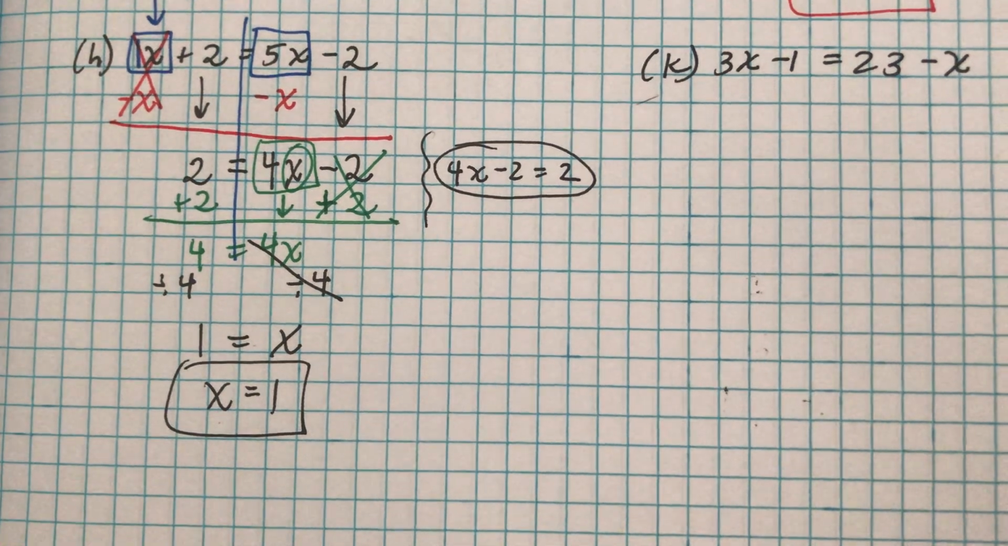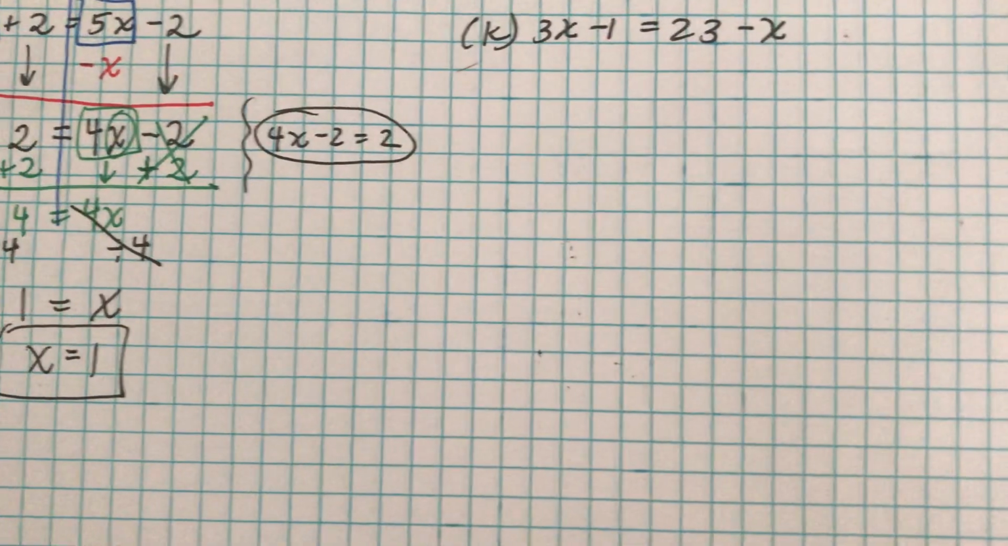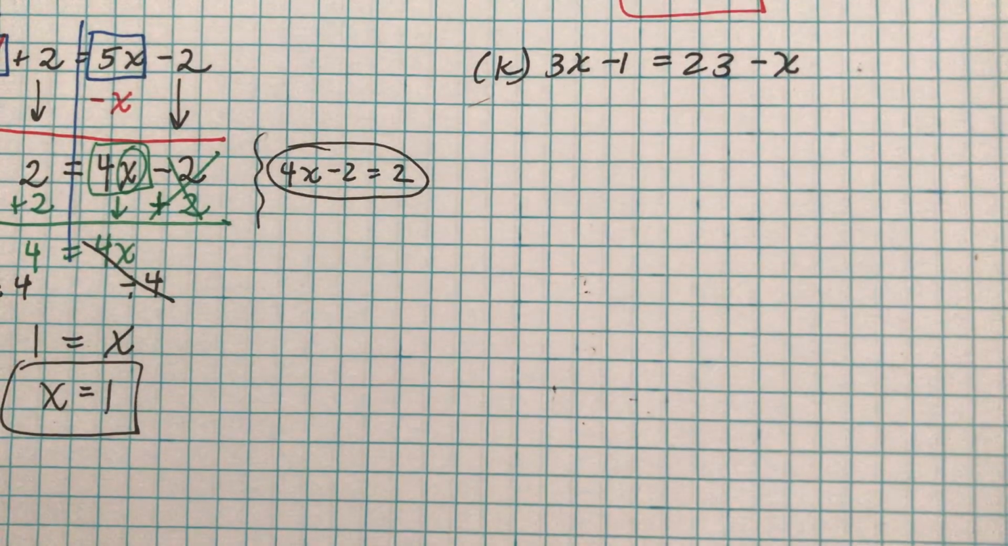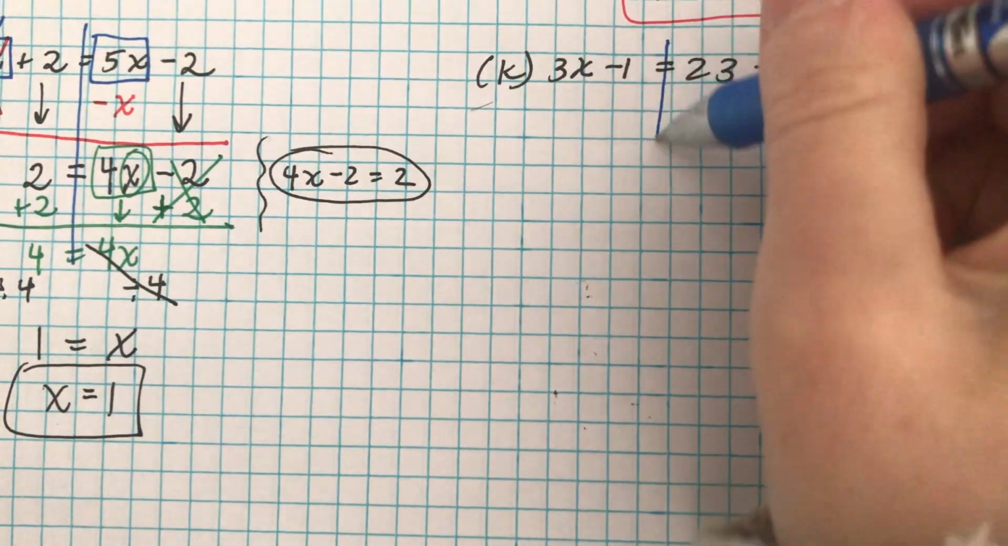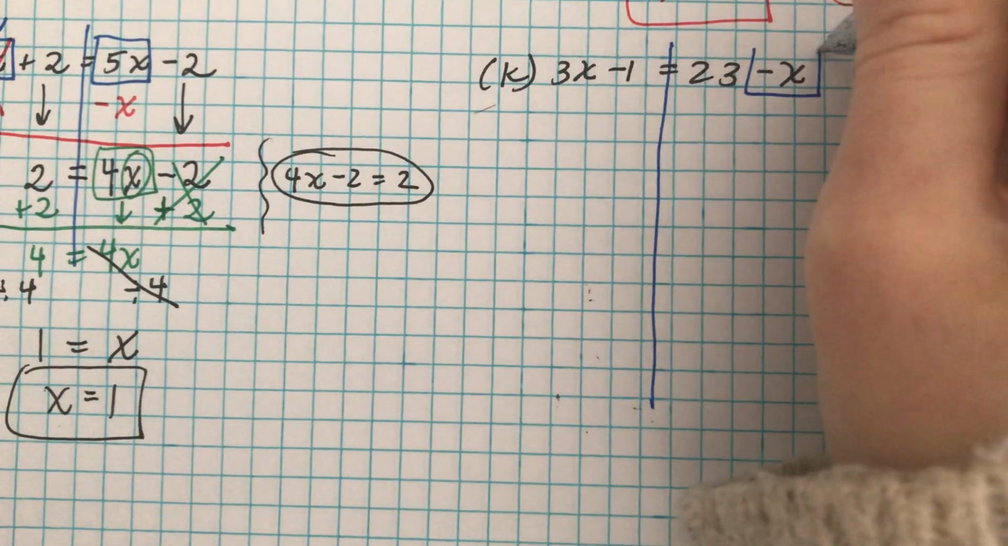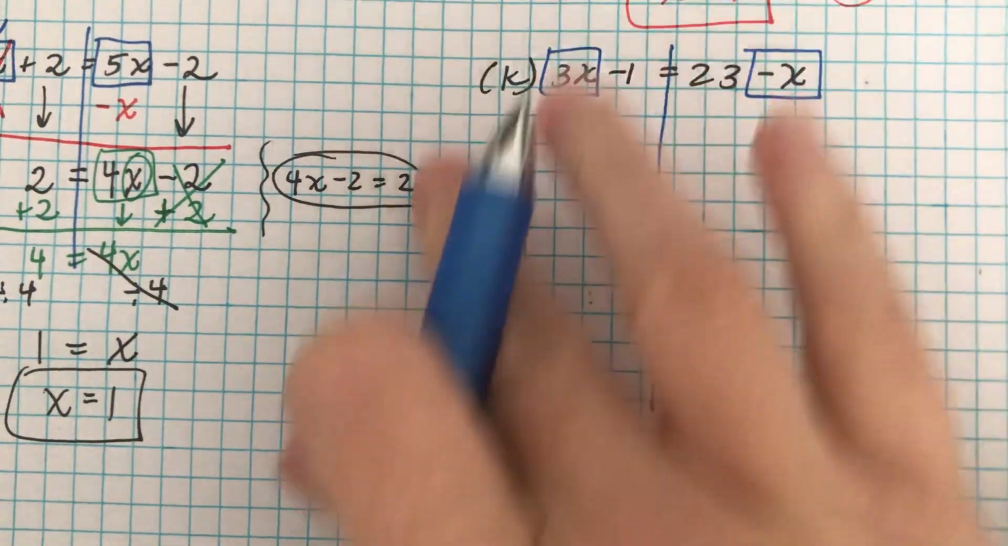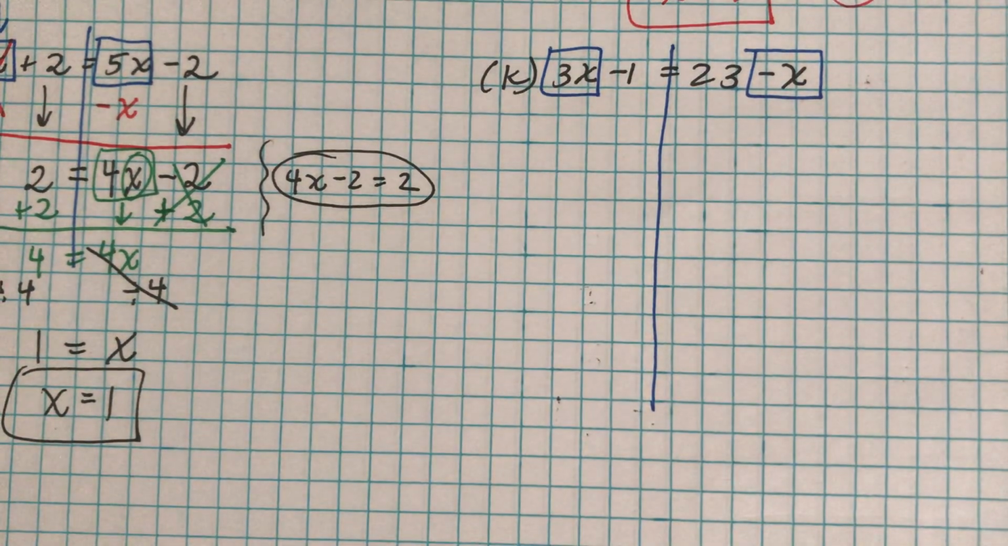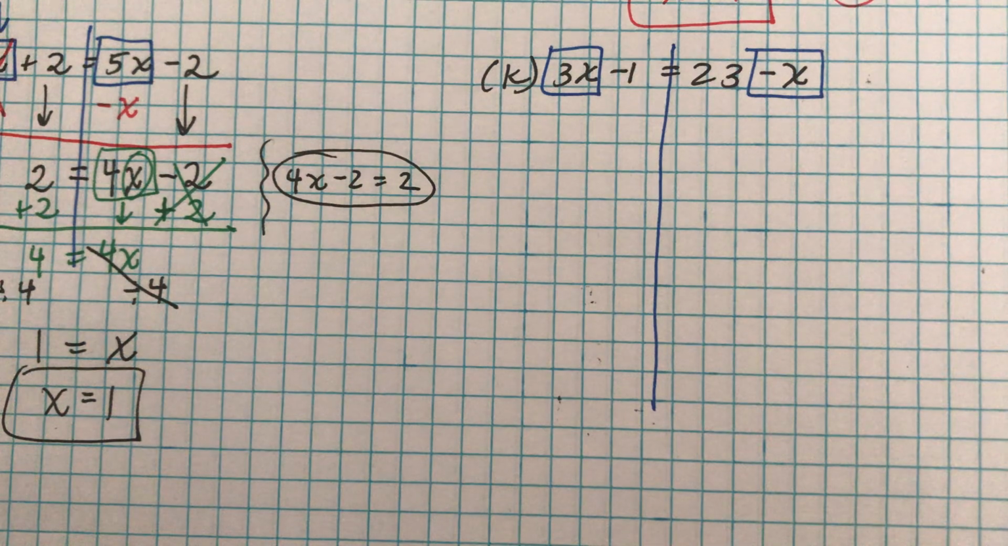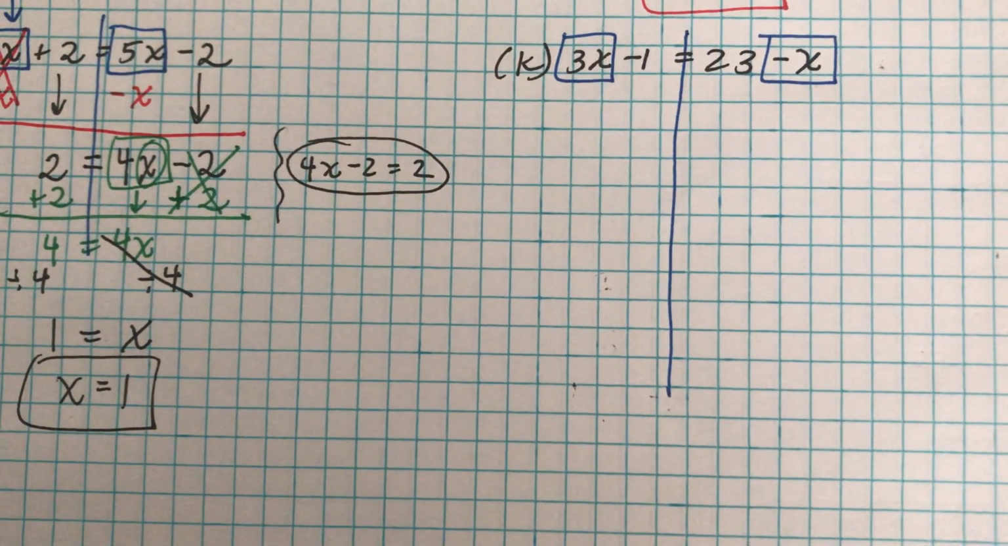All right. Okay, lastly is question K. This one is also different because I have a negative x on the right-hand side, and I have 3x on the left-hand side. So remember, our goal for that very first step is to make sure that we eliminate x from one side of the equation. Okay, there are a few different ways that I could do this.